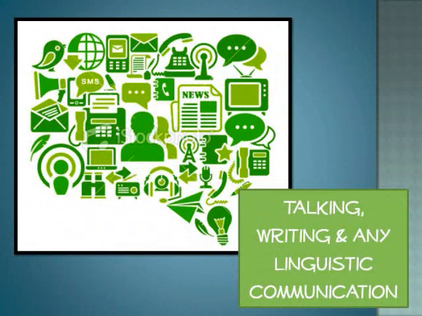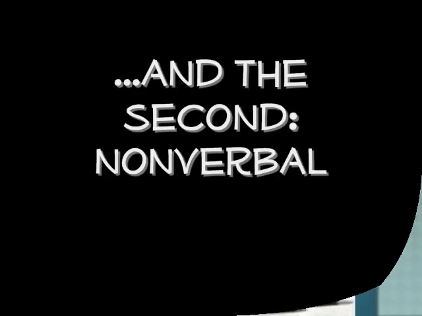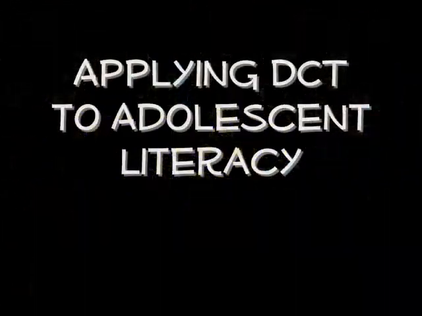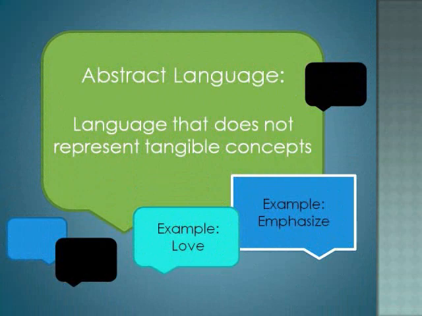This codes any linguistic communication, including oral and written language. The second processor codes nonverbal stimuli, that is, the sensory information that floods our brain. When applied to literacy, DCT makes a distinction between abstract and concrete language. The former refers to words that cannot be tangibly perceived, the concept of love, for example.